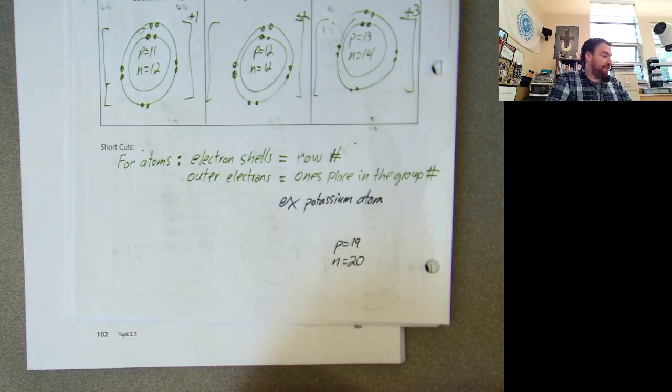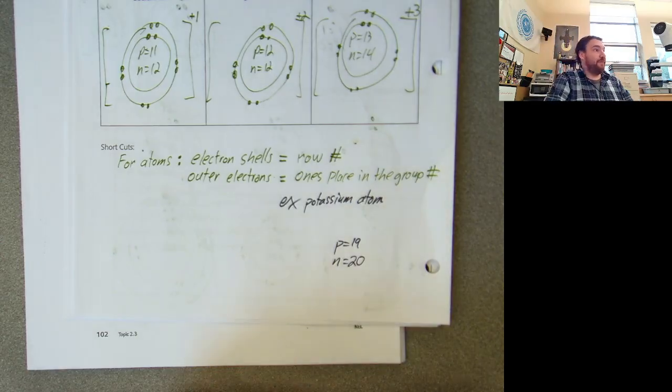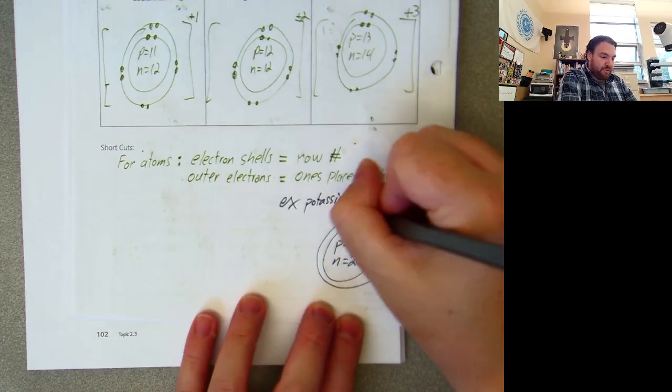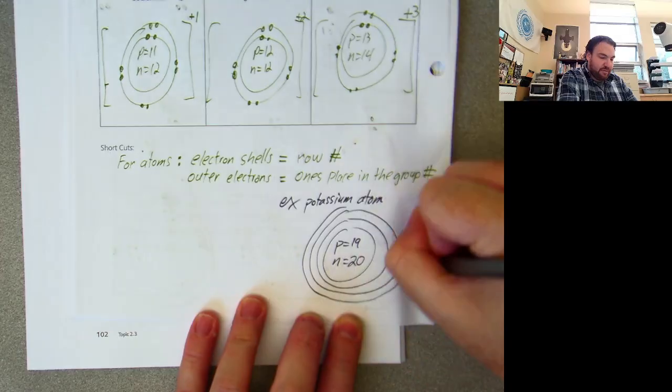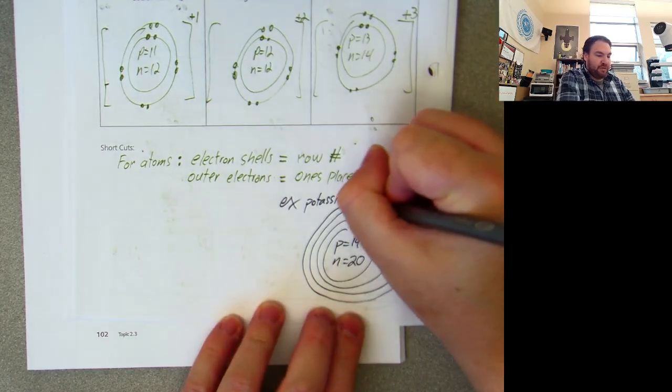What row is it in? There's a periodic table up on the front, too. Potassium's letter K. What row are we in for potassium? The fourth row. 1, 2, 3, 4. And what column are we in? Column, not row. Columns go up and down. We're in column 1. So that means there's going to be 1 in the outer shell.